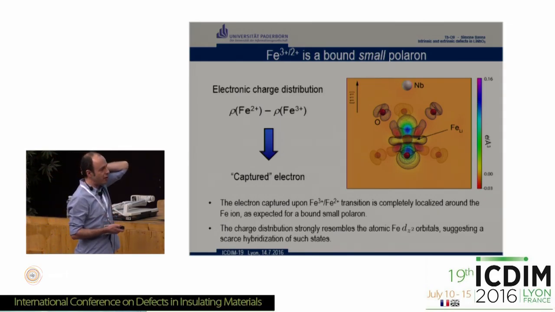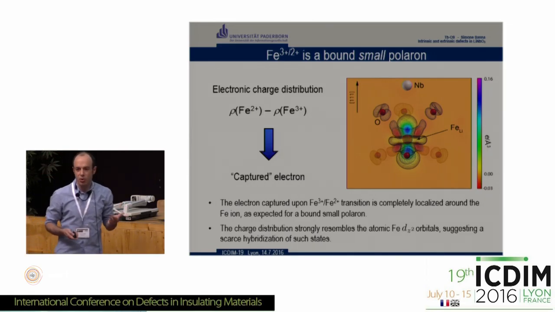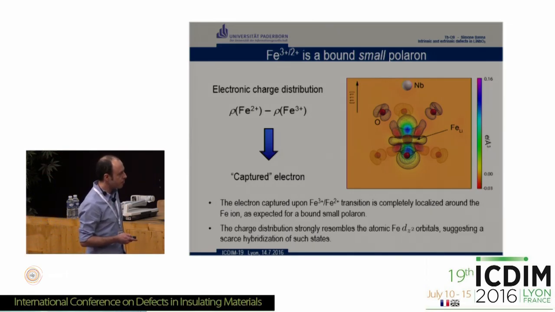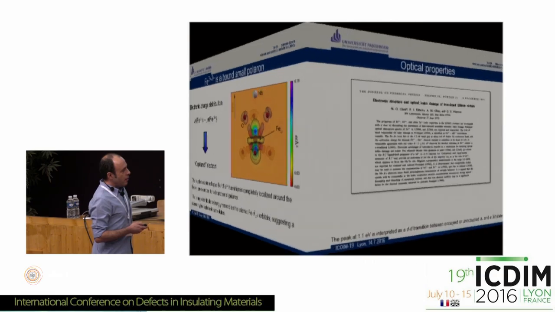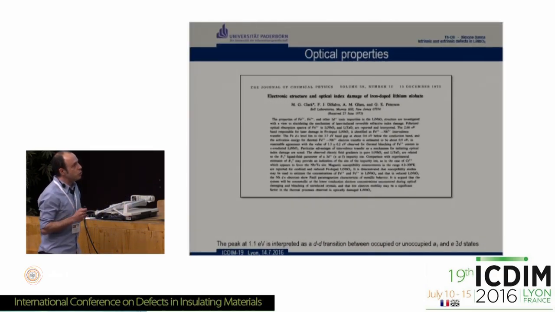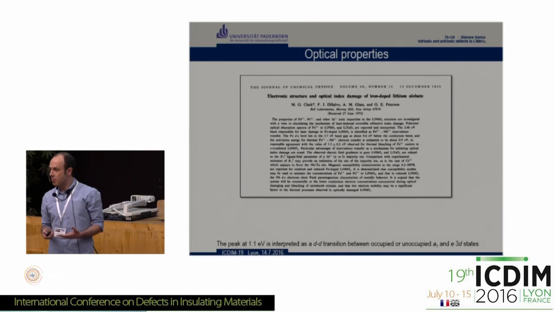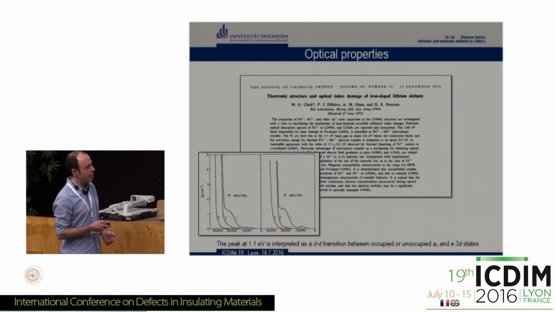Okay, again, a plot of the wave function, only of the captured electron. You see here that it is still confined at basically a single lattice site, which means we are dealing with a small polaron, and the charge distribution strongly resembles a d orbital, which means that there is not such a huge hybridization.